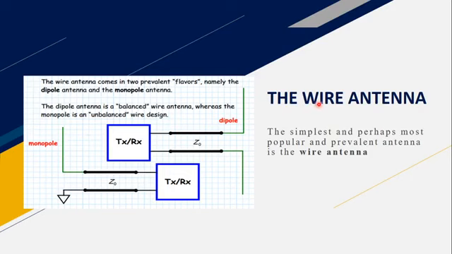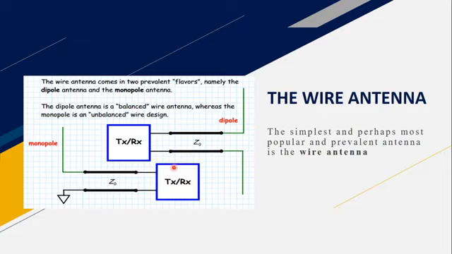So the first type of antenna design is the wire antenna, and this is very popular because of the low cost in construction and also because of its radiation pattern. Now we can classify the wire antenna into a dipole antenna and a monopole antenna.